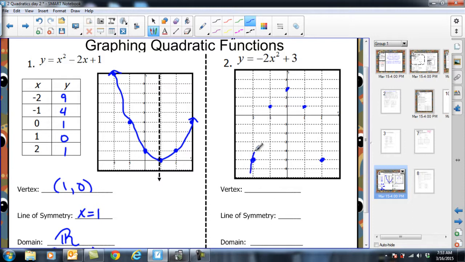And so my parabola this time is concave down. It now opens down instead of opening up. My vertex is right here at 0, 3, and it's a maximum this time instead of a minimum because it's at the very top. And the line of symmetry is that line that cuts right through the vertex, and it always matches the x value of the vertex, so it's going to be at x equals 0.